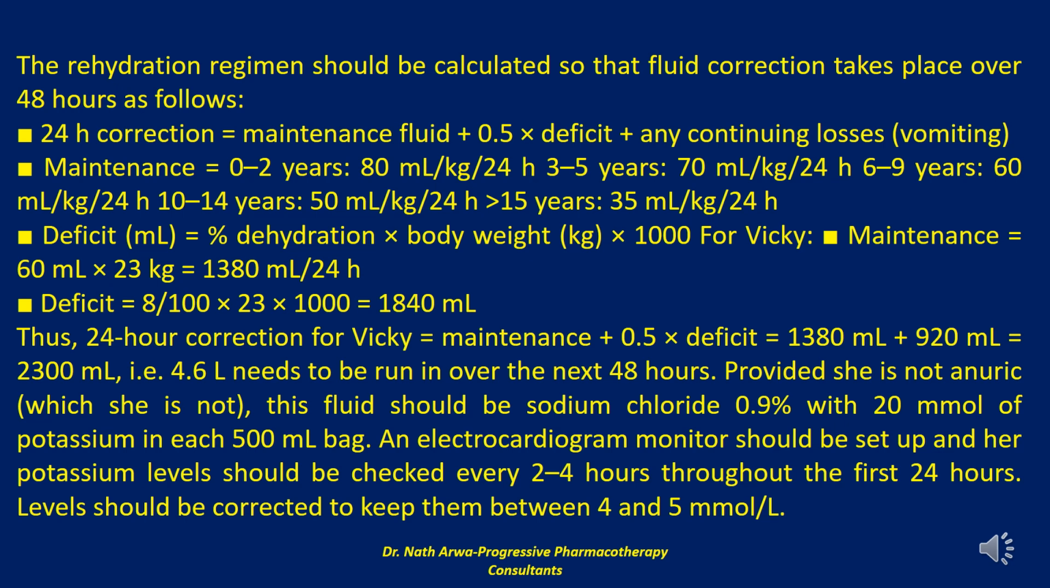Provided she is not anuric, which she is not, this fluid should be sodium chloride 0.9% with 20 millimoles of potassium in each 500 ml bag. An electrocardiogram monitor should be set up and her potassium levels should be checked every 2 to 4 hours throughout the first 24 hours. Levels should be corrected to keep them between 4 and 5 millimoles per liter.